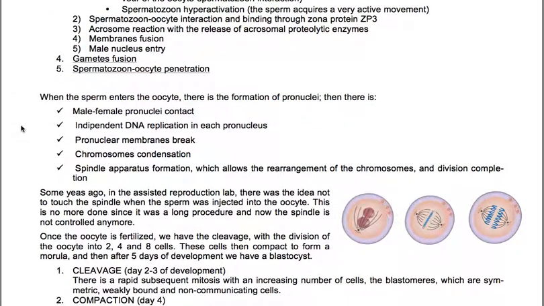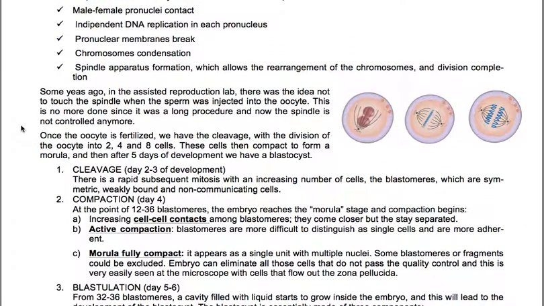Some years ago, in the assisted reproduction lab, there was the idea not to touch the spindle when the sperm was injected into the oocytes. This is no more done since it was a long procedure and now the spindle is not controlled anymore. Once the oocyte is fertilized, we have the cleavage with the division of the oocyte into 2, 4, and 8 cells. These cells then compact to form a morula, and then after 5 days of development we have a blastocyst.